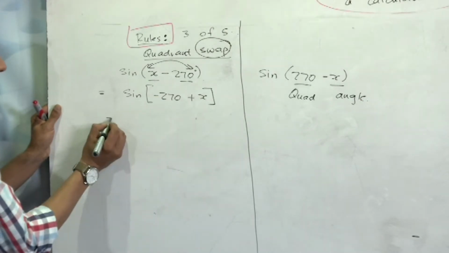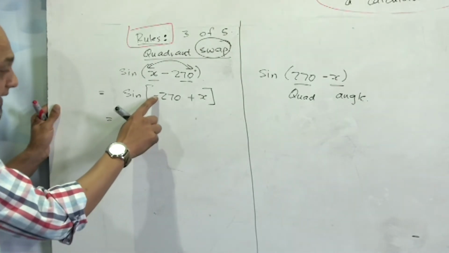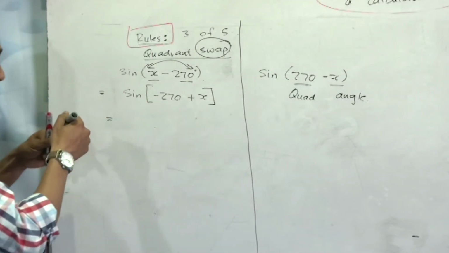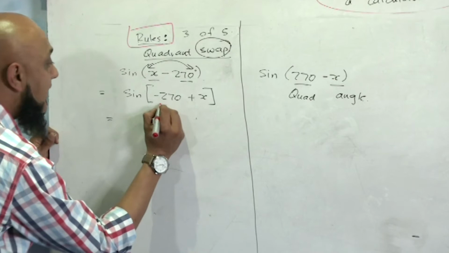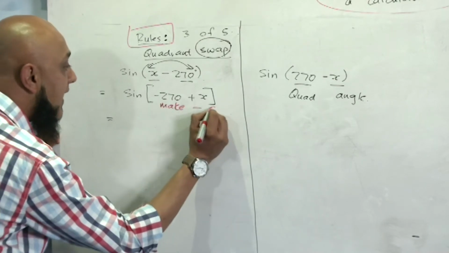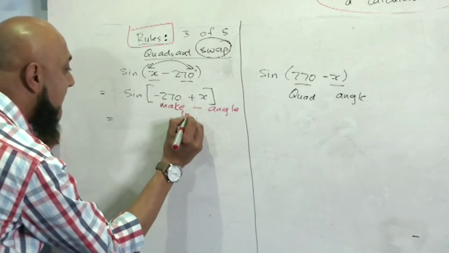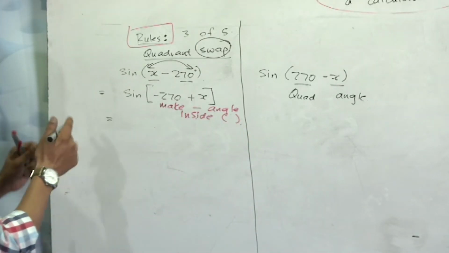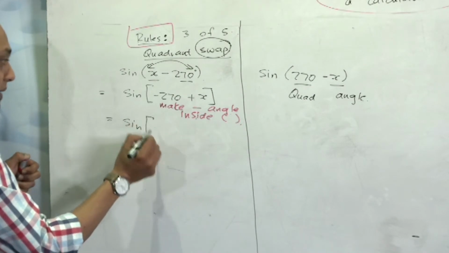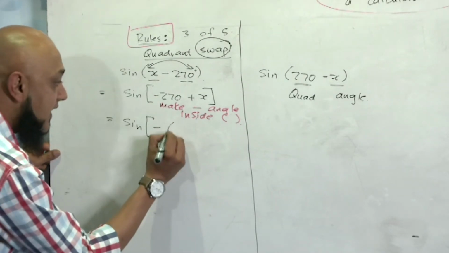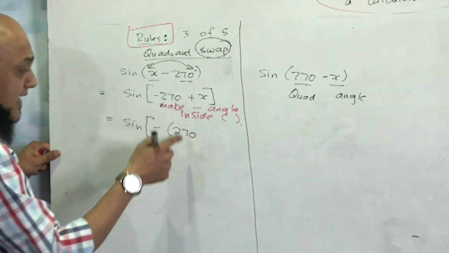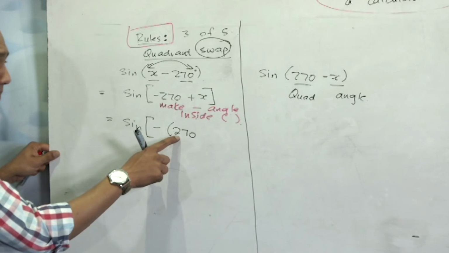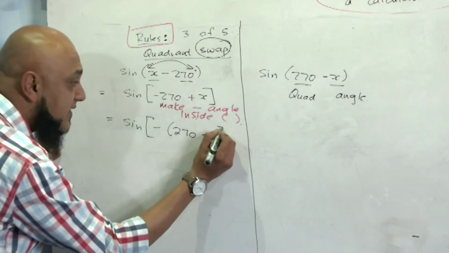Now this is not algebra, guys, we don't take the negative sign outside. We make it a negative angle inside the brackets. So watch what happens now. We're now going to have sine, square brackets, there we go, minus into 270. Now both the signs change. Minus 270 becomes plus 270 in the brackets, plus x becomes minus x.